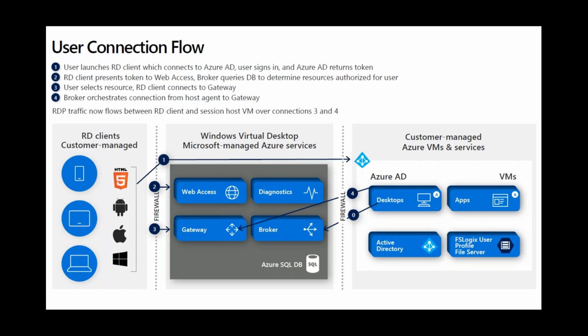So it means you don't need to open any ports. Traditionally you would have had to open inbound ports, maybe port 443 inbound or port 3389 for RDP access inbound. You don't need to do any of that. It's all taken care of for you.